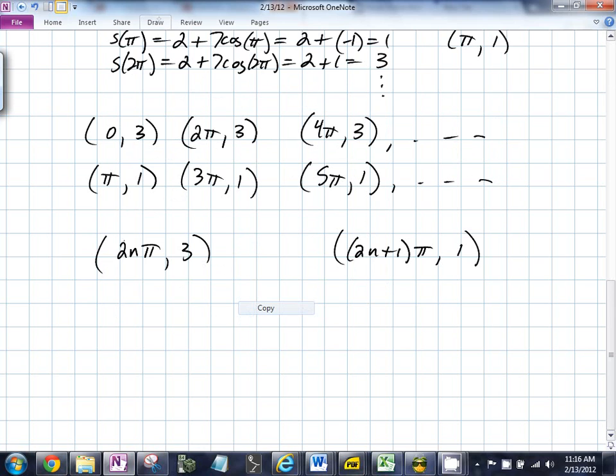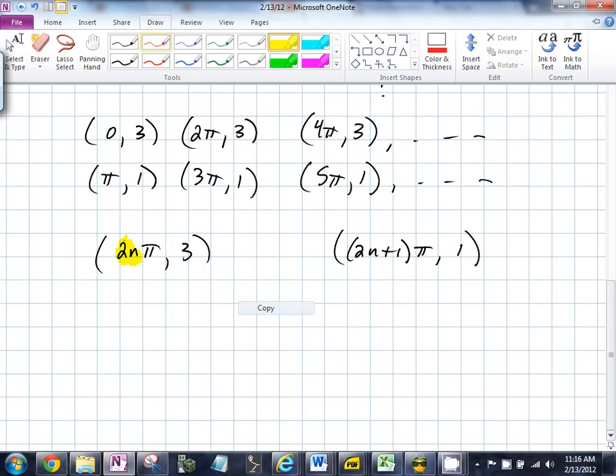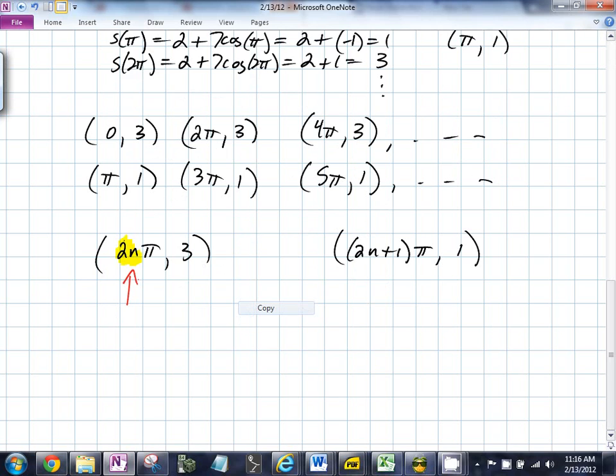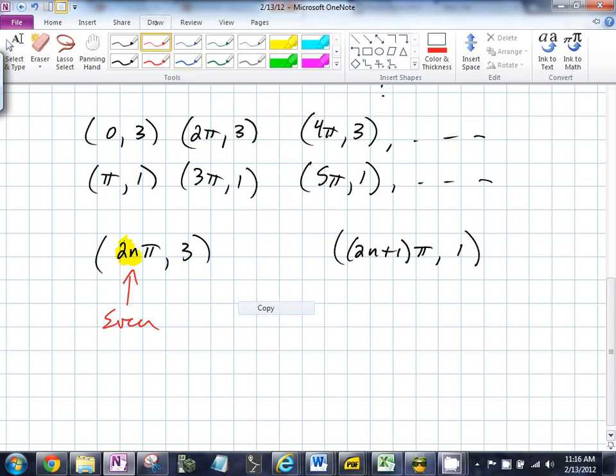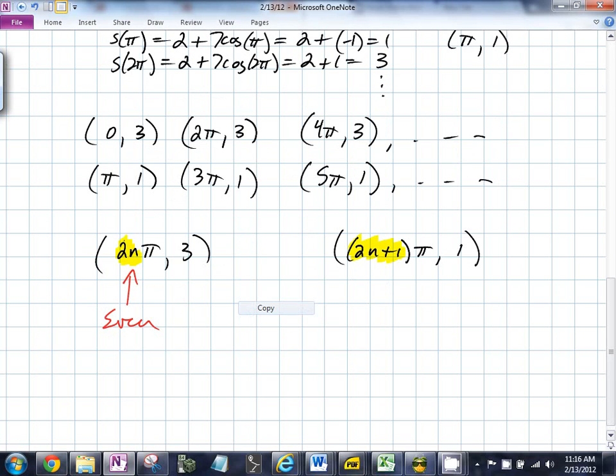Does anybody know what 2n means? What does that mean? So therefore that number is always what? Even. That represents all even numbers right there. What does 2n plus 1 represent? All odd numbers. So whenever it's an odd multiple of pi, it's 1. You see that up there, everybody? But whenever it's an even multiple of pi, what is it? It's a 3. That would be the big kid way of writing it. It is not easy, I understand that, but you need to remember how to do that.